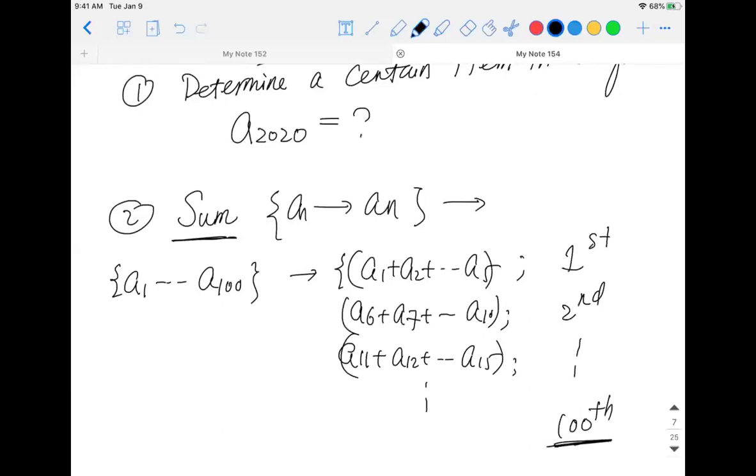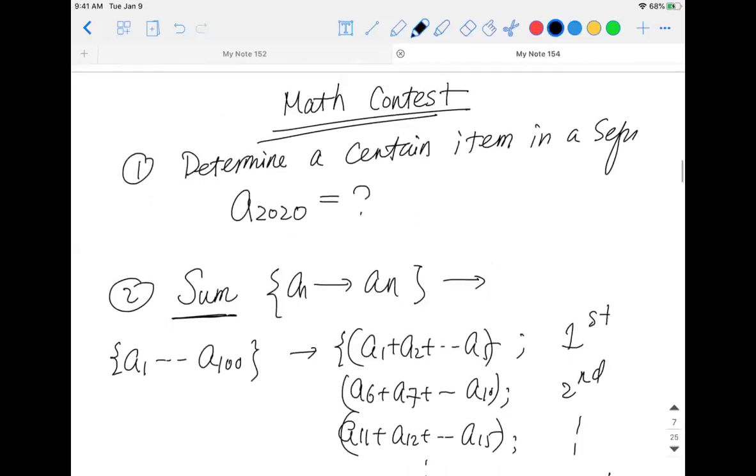I think if you guys are familiar with the math competition, they might ask you something like this. Instead of having the entire thing, but just block by block, figure out the value for a specific block. So these are also very commonly seen in the math competition. But nevertheless, the two major directions are: one, determine a specific item and all the corresponding properties. Two, calculate a sum and all the corresponding properties.